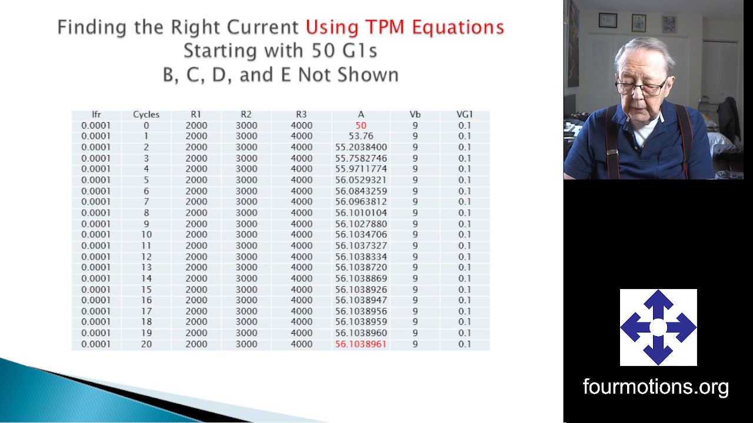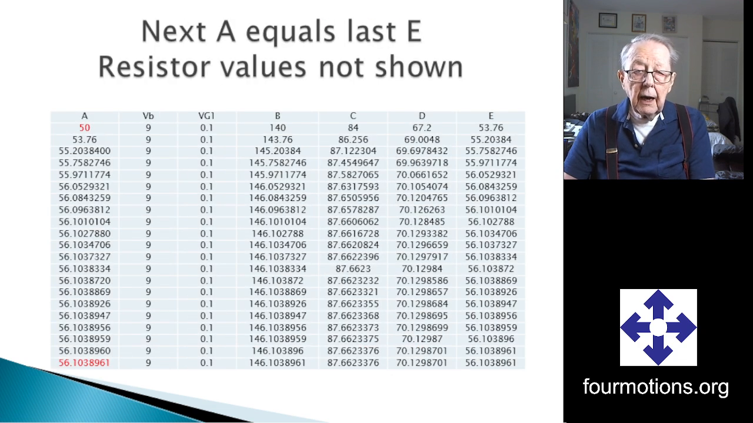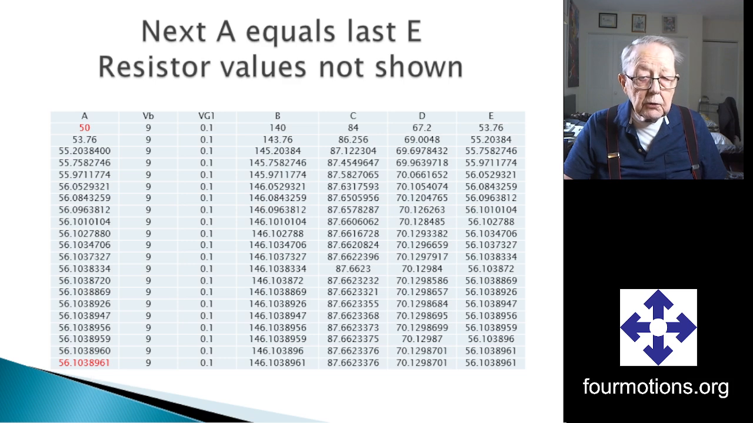And here's a complete spreadsheet chart, but I've taken the resistor values out, and it shows you that if you start at 50, you end at the bottom with 56.1038961.